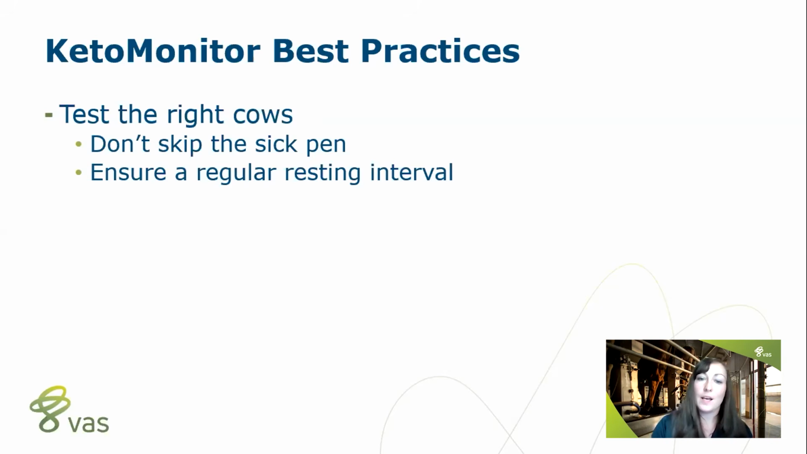The other piece to this is ensuring a regular testing interval. Sorry, there's a typo there. We want to make sure that we are testing all of our cows frequently. Every 4 weeks is ideal. When we get out to those 6 and 8 week intervals, we're going to be missing some data here. And so we're not going to get as accurate of a picture as to what is actually happening.